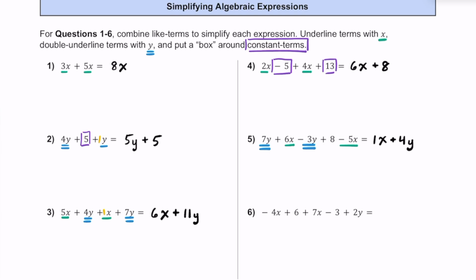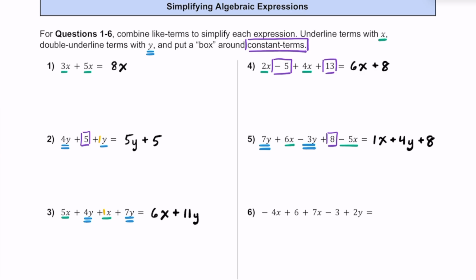Okay? And then finally, we do have a constant term here. Our constant term here is just going to be 8. All right, so we can go ahead and just write plus 8. We can't do anything with that. So our final expression here is just 1x plus 4y plus 8. Okay, up to you if you want to write this 1 here in our answer, but putting it doesn't hurt.